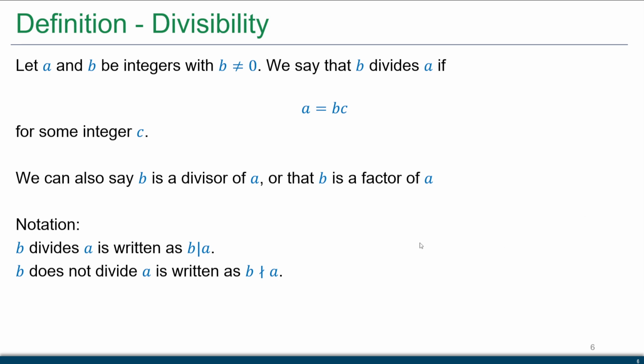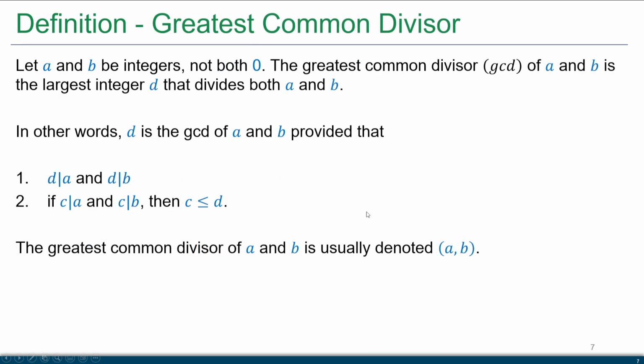So using the idea of divisibility, this leads us into the idea of the greatest common divisor. Let a and b be integers. In this case, both of them cannot be 0. Then the greatest common divisor, or the GCD for short, of a and b is the largest integer, we'll call it d, that divides both a and b.